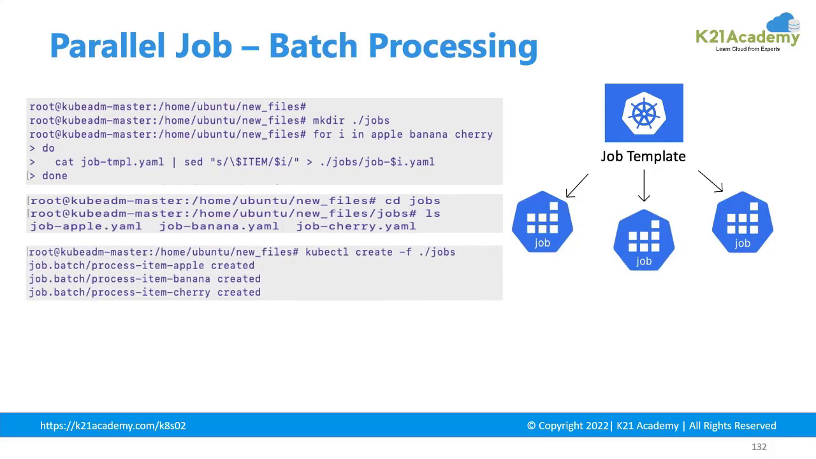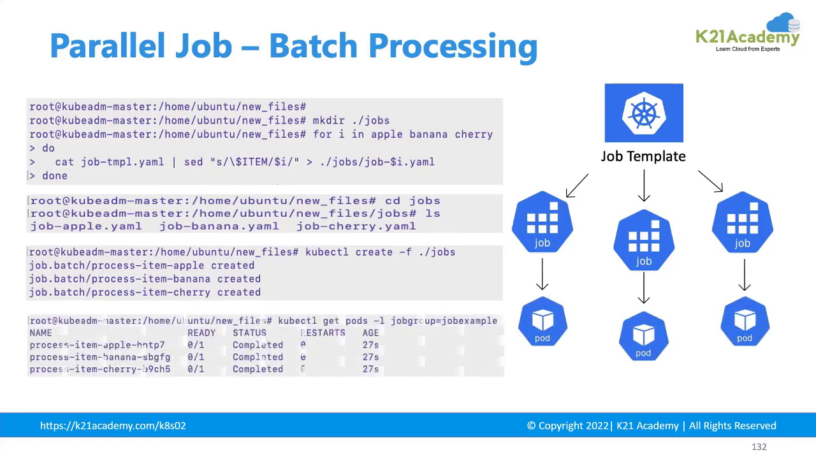For that, a single kubectl command executed at the directory level would go ahead and create these respective jobs. When these jobs are created, each creates a pod which would do the actual processing of the task which has to be done. If I want to list all the pods which are labeled job-group as job-example, I can do that. And you see here, the pod would start, a container would process whatever items have been given to it, and after that it goes to the completed state. Once that is done, the job is also marked as successful.